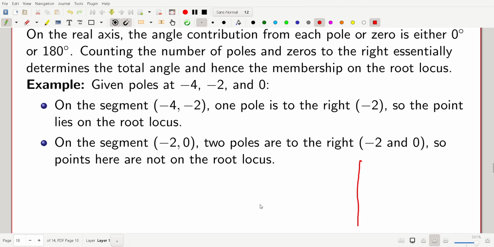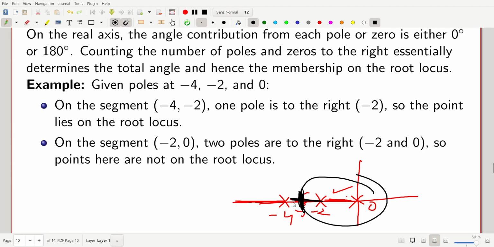This is like one example, with poles at 0, -2, and -4. If you just count like this, there are three regions you can say. Here, only one pole is counted, right? So this will be part of the root locus, and this is not part of it. Because if you stay here and look to the right-hand side, there will be two poles, so it will not be part of the root locus. So this branch is not part of it, and this of course is part of it. So that's the same thing they are trying to explain here.